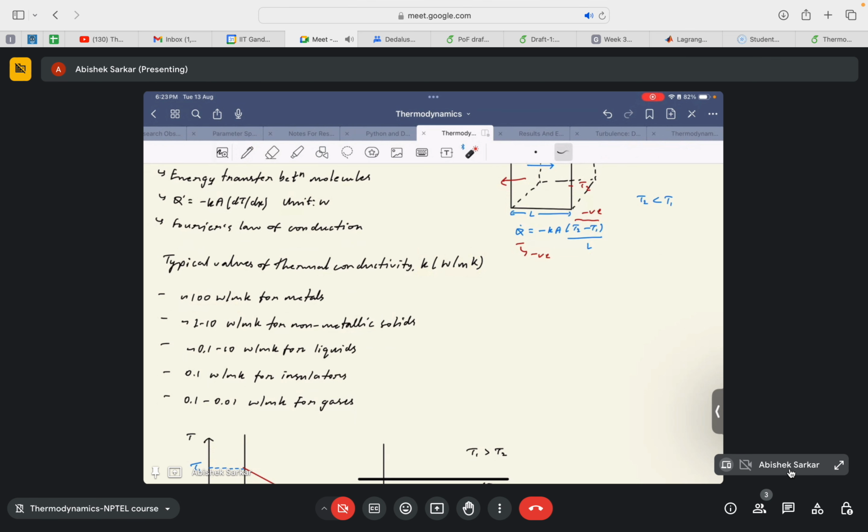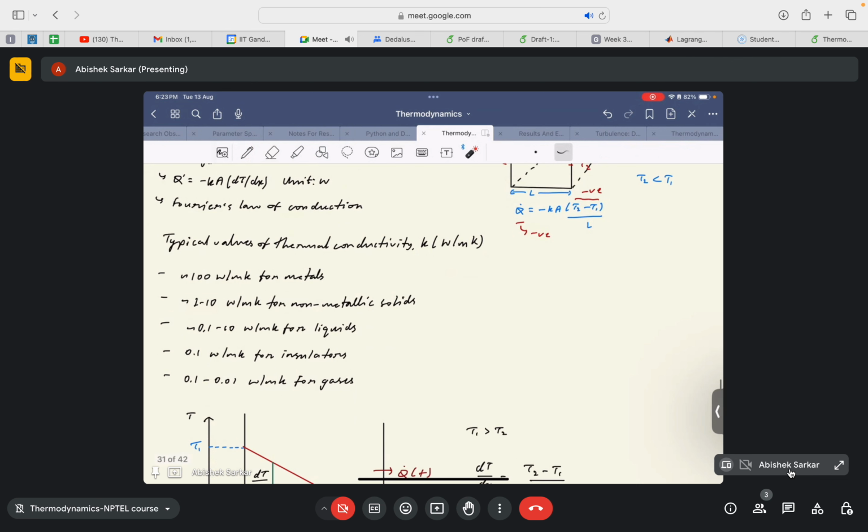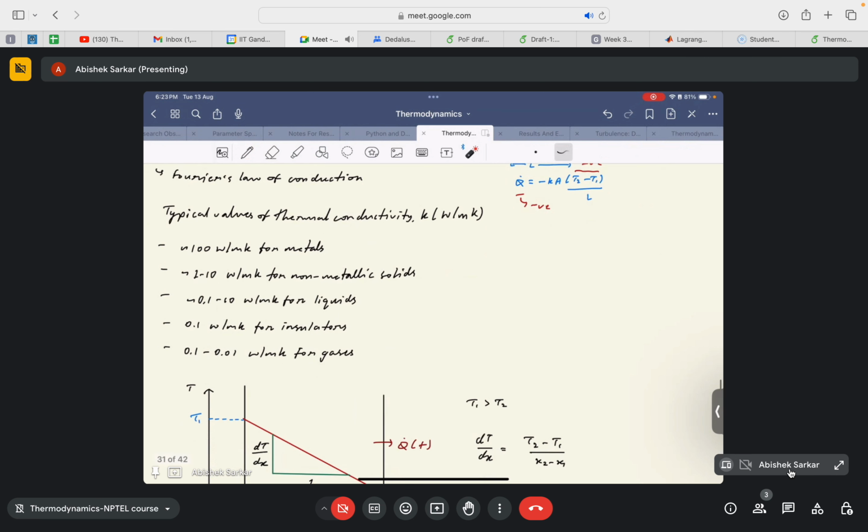Then for metals, the range of thermal conductivity is in the order of 100, okay. Metals have very high thermal conductivity. Similarly, in the case of non-metals, they will have a range from 1 to 10 watt per meter Kelvin. For liquids, it will have a range of 0.1 to 10 watt per meter Kelvin. In the case of insulators, it will have a range of 0.1 watt per meter Kelvin. In the case of gases, it will be in the range of 0 to 0.01 watt per meter Kelvin, okay.